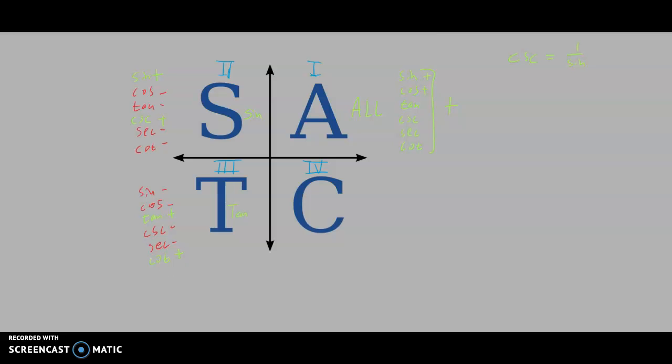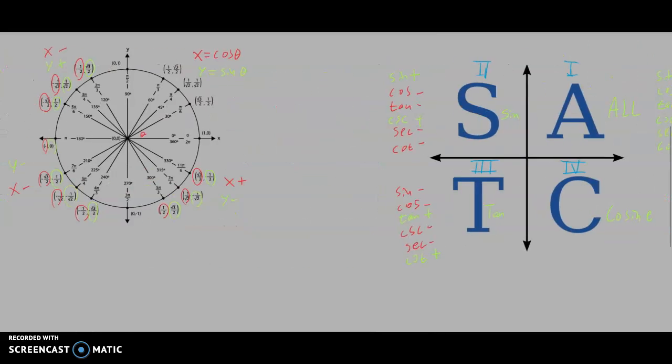And then lastly, in our fourth quadrant, the C in this mnemonic stands for cosine. I'm sure you saw the pattern already. So if cosine is positive, that means only cosine is positive in the fourth quadrant. So sine, tangent, cosecant, and cotangent are all negative, and only cosine and secant are positive.